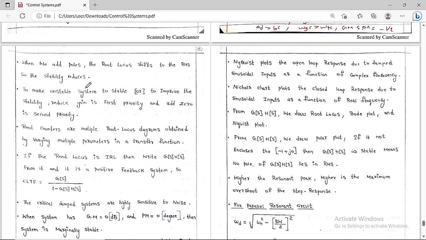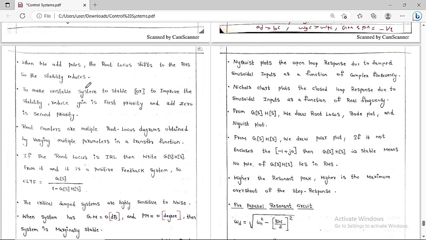I already told you how we can improve the stability of the system by decreasing the gain of the system or by adding a zero to the system. I have told you this point so many times. Whenever we decrease the gain of the system, stability increases. And whenever you add zeros to the transfer function, the root locus is going to shift to the left half of the S-plane. So therefore the system stability is going to increase. So adding a zero is the second priority.